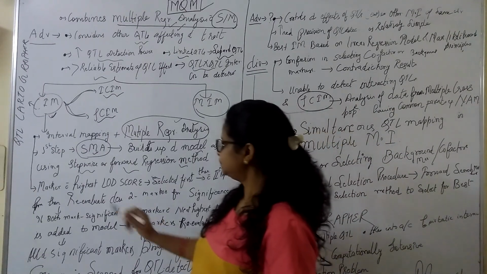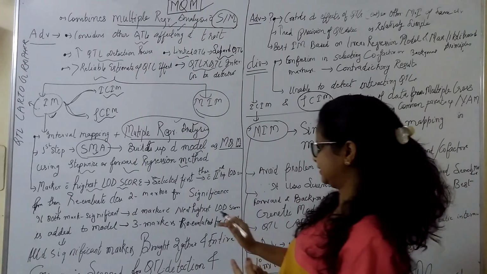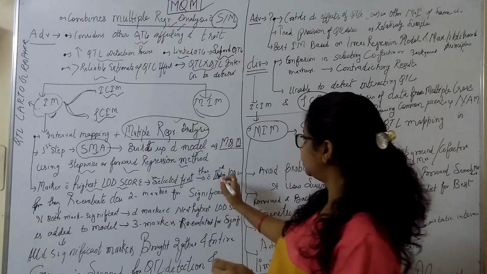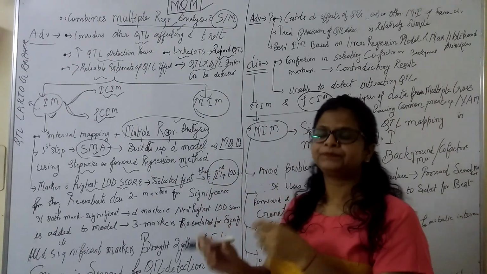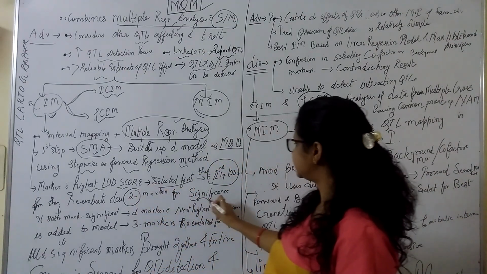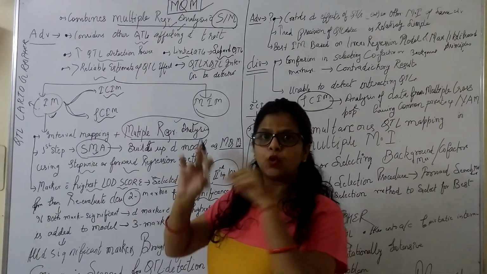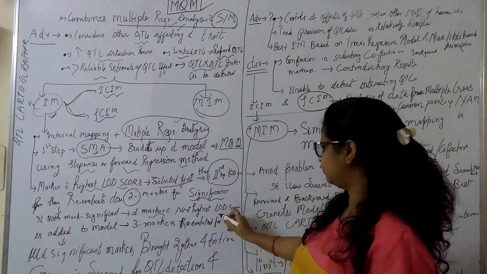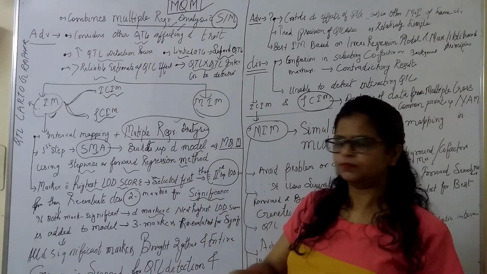So now, what will you do? First of all, the marker with the highest LOD score is selected, and then you will select the marker with the second highest LOD score. Now you will re-evaluate these two markers for significance. Then after re-evaluating, when you find that both markers are significant, you will select the marker with the next highest LOD score value and add it to this model.